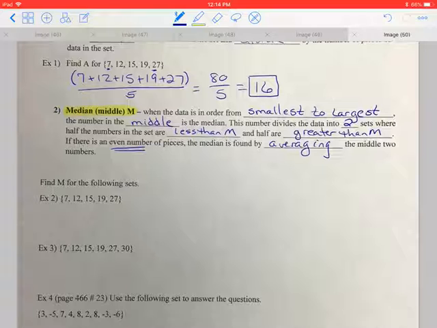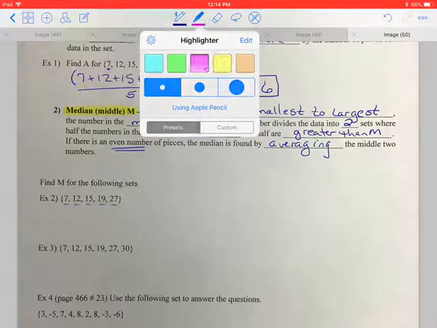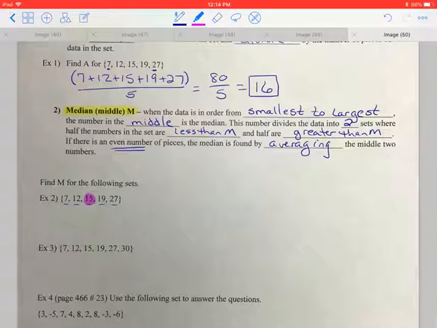So for the first one, I'm noticing I have 1, 2, 3, 4, 5 numbers, and they're already in order from least to greatest. So I check that first, and since it's an odd number, I'm going to have a clear middle. So I can see that this number is right in the middle. There's 2 below it, and there's 2 above it. So this is going to be my median. So my median is 15.